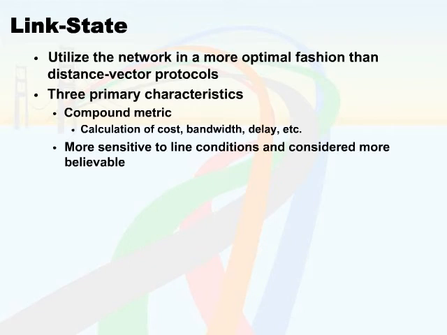These metrics are normally much more sensitive to line conditions overall and are considered to be more believable to a router. Therefore, because they are more sensitive to line conditions, they really do understand what the state of the line is, how much delay or load is being pushed across that line, and they can typically make better routing decisions overall.